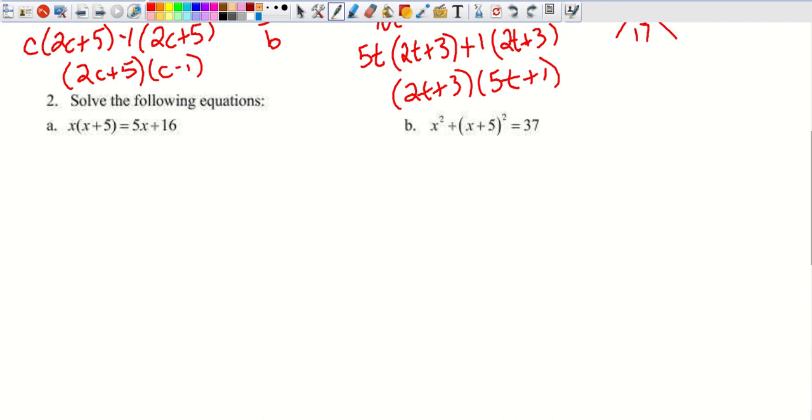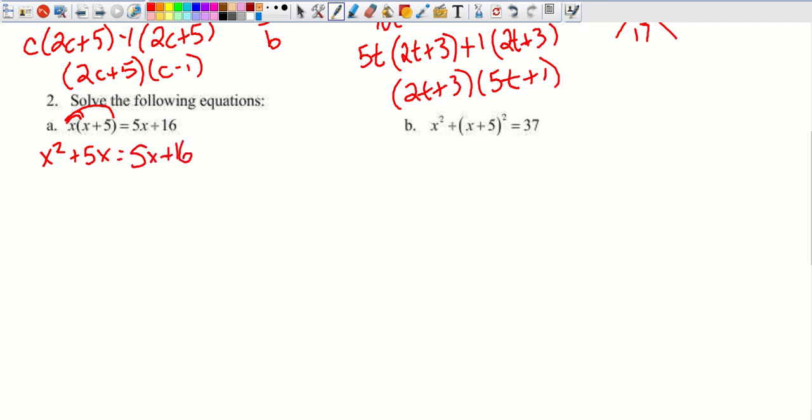Make sure the x squared stays positive. And then you're going to look to factor from here. So we're going to take a look at the first one. We're going to want to distribute this x before we do anything here. So x squared plus 5x equals 5x plus 16.